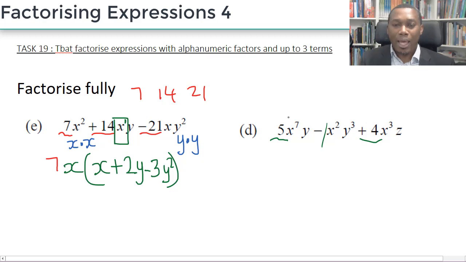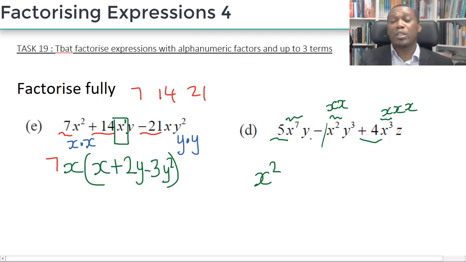Now, x's. We have an x term, we have an x term. Y, no y. Z, no z. So x is the only letter in common. I'm going for the lowest power, x squared. X squared is what they'll have in common. I can't get x cubed. I can't get x if all I have is x. That's why we use the lowest power. That's the logic behind it.